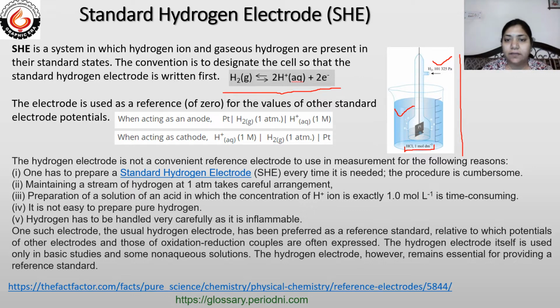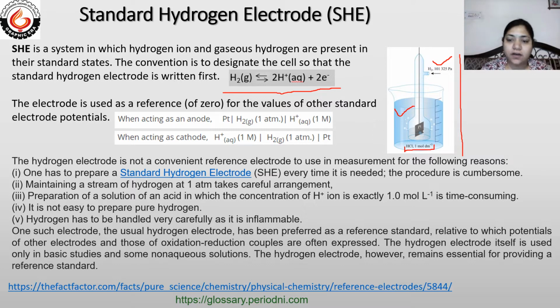If the element has a tendency to act as cathode, in that case the standard hydrogen electrode will act as anode. If the unknown element has a tendency to act as anode, then the standard hydrogen electrode will act as cathode. In this way the standard hydrogen electrode can check the standard electrode potential of both types of element, whether they have a tendency to get oxidized or a tendency to get reduced.